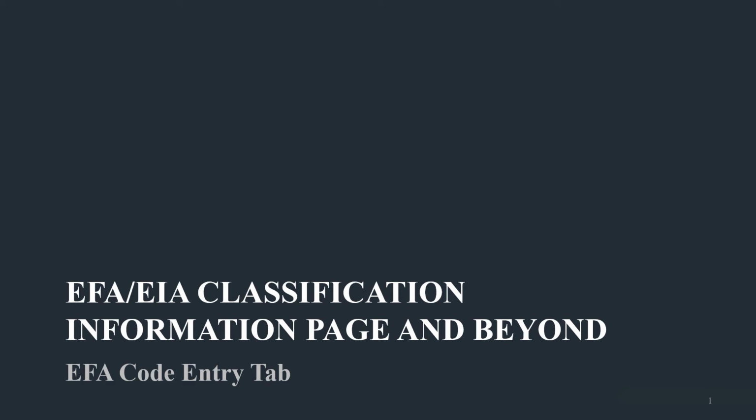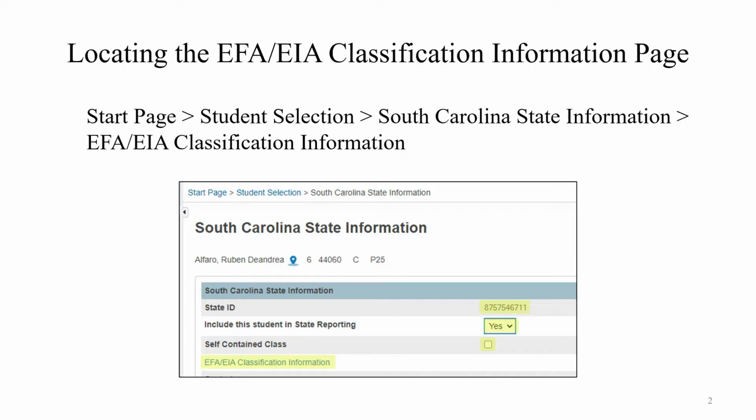EFA Code Entry tab on the EFA EIA Classification Information page. This is a good time to follow along in your PowerSchool instance. You can also follow along in our training server, but you'll want to make sure that you know what your security role enables you to view in your own PowerSchool user interface at your district or school as well.